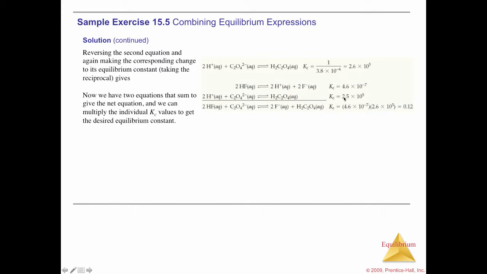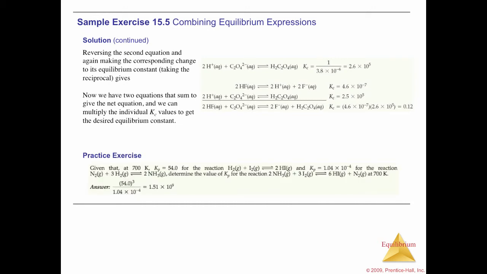Now, once I have my new equilibrium constants, again, in this one we multiplied by 2, so we took the equilibrium constant and raised it to a power of 2. In this one, we flipped the equation around, and so therefore we took the reciprocal of the equilibrium constant. When we add these two together and get that total expression, we have to multiply, not add, multiply the two equilibrium constants together to get the desired equilibrium constant. Please try the practice exercise.